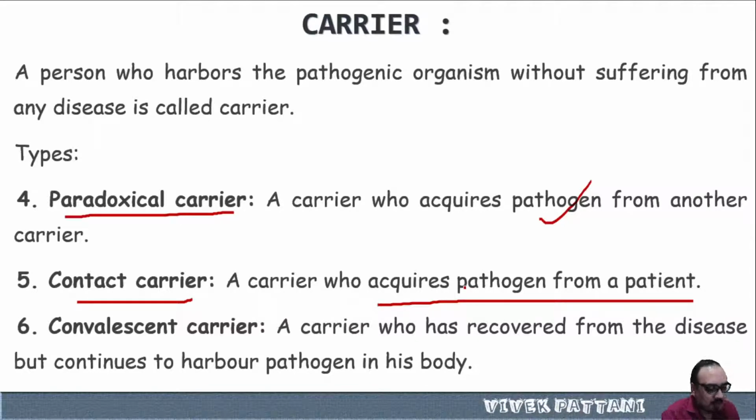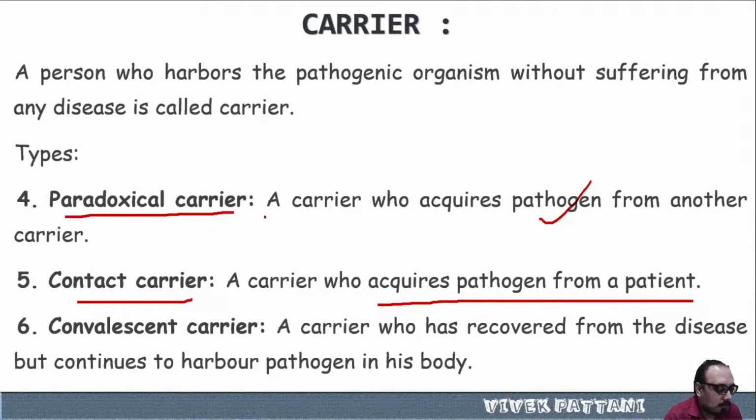For example, Charmy is in a diseased condition, and Nidhi visits Charmy to take care of her. What happens in that case? Nidhi acquires the pathogen from Charmy, but Nidhi will not show any signs and symptoms of the disease. She will act as a carrier, and she can transmit the disease to other persons as well.